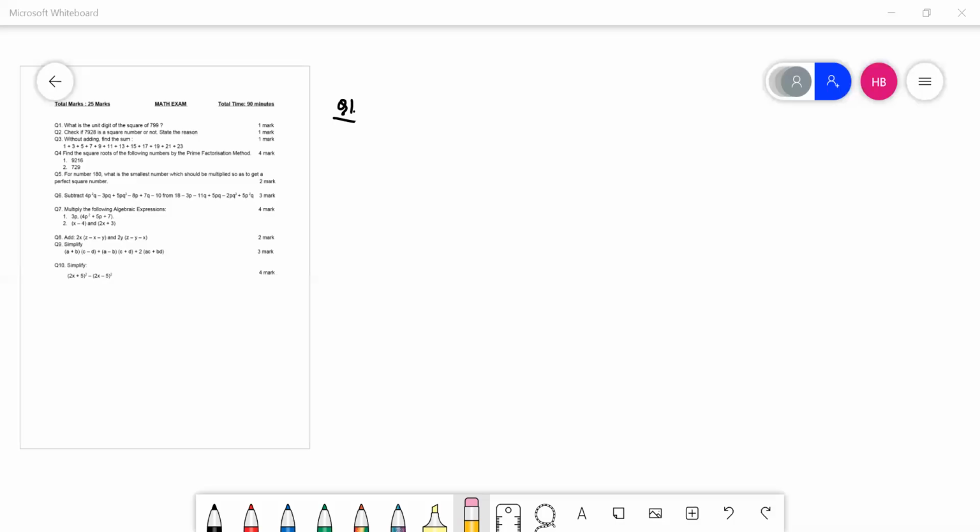Hi, good morning everyone. Today we are going to discuss the solutions of the exam which I took on the topic algebraic expressions and square roots. So let's start. Question number one.